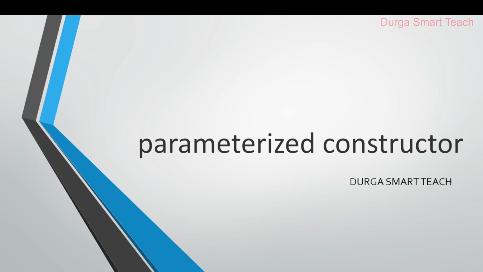Today I am going to discuss parameterized constructors. A constructor is nothing but a special method which is used to initialize an object whenever the object is created. The constructor topic and the default constructor were completed in the last video. Constructors are of two types: one is the default constructor and the second one is the parameterized constructor. The default constructor was already discussed in the previous video.